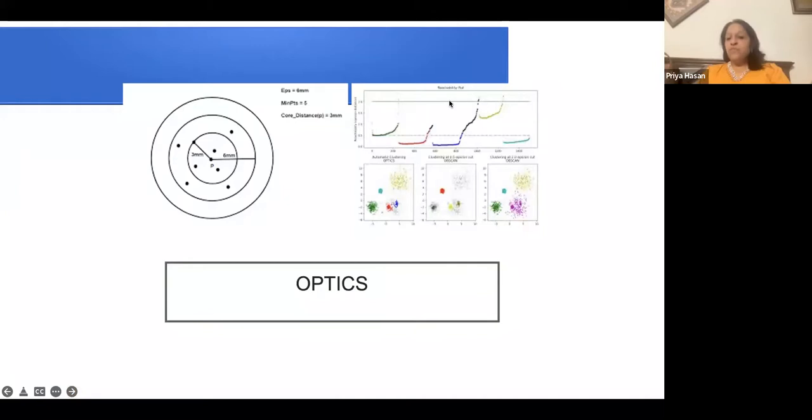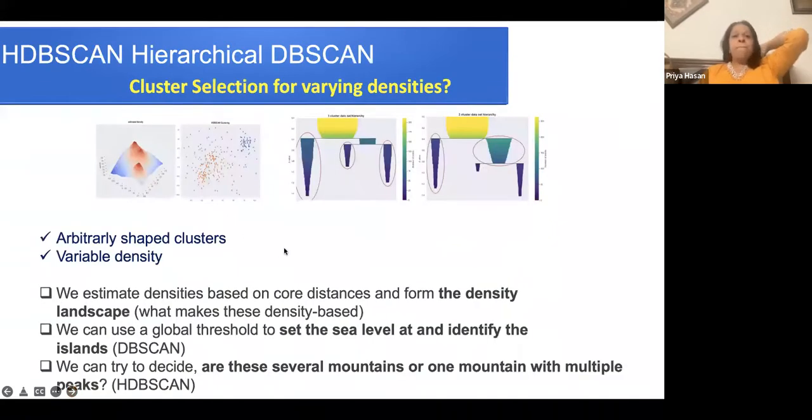But if I change the threshold to something like this, I will be able to identify 1, 2, 3, 4, 5. I will be able to identify all the clusters. So one basically uses OPTICS to define what should be the minimum points as well as the epsilon you would like to use. And that's what we actually did.